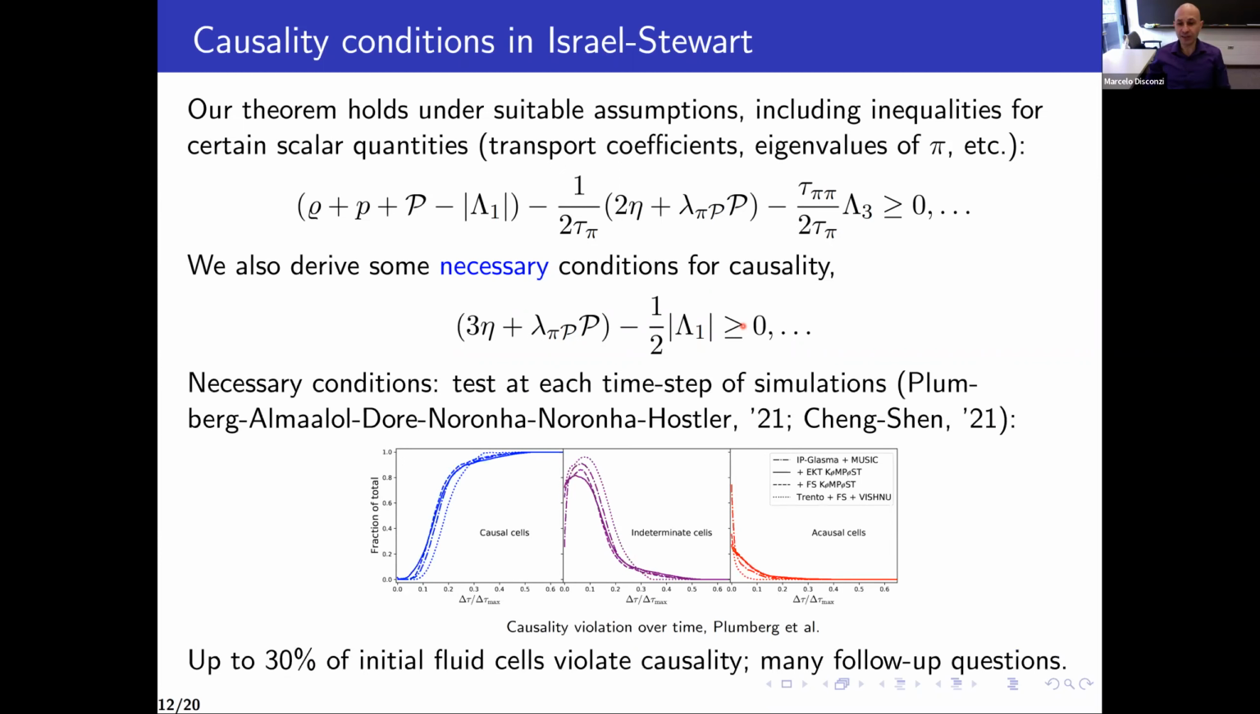And then some people actually did that. I'm not involved with these works because it's on numerical simulations, which is something that I don't know about. But some different groups went back to the numerical simulation of the quark-gluon plasma and tested whether these necessary conditions are satisfied or not. And then they found something quite surprising. They found that up to 30% of the fluid cells can violate causality. Up to 30% of the fluid cells in these numerical simulations are actually violating causality.